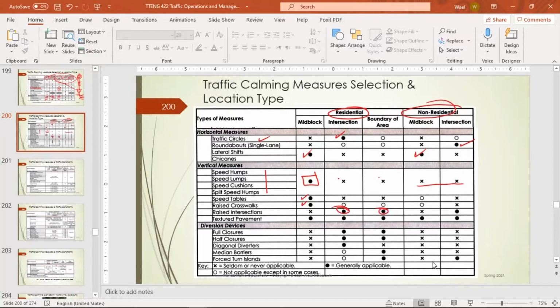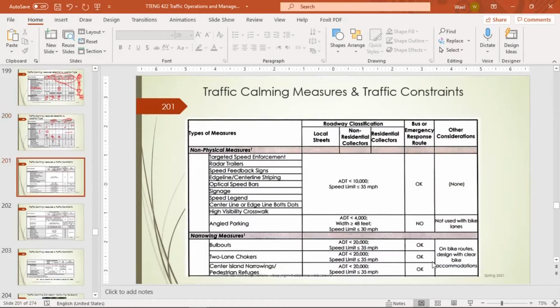Textured pavement, guys, means the pavement itself, we put some kind of rough pavement, so when drivers drive over it they feel that there's some sort of a change in the sound. So textured pavement in mid-block, in intersection, and in boundary area. Diversion devices usually at intersections, okay, and so on. Any questions so far?